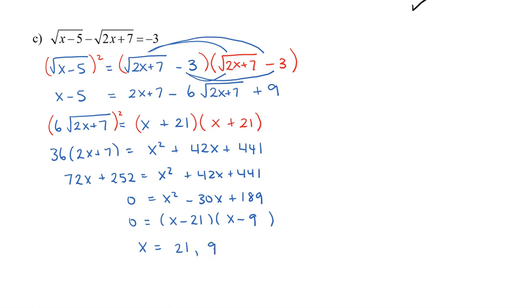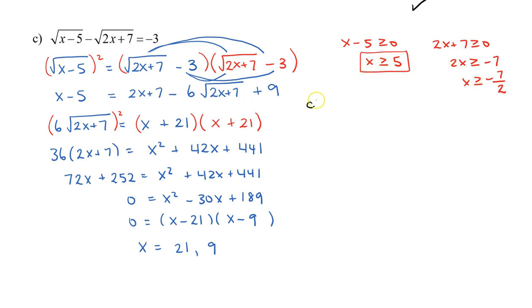So we're going to check our solution. Oh, actually, let's do our restrictions first. So x minus 5 is greater or equal to 0, x is greater or equal to 5. And we have 2x plus 7 is greater or equal to 0, 2x greater or equal to negative 7, x is greater or equal to negative 7 over 2. So in this case, x greater or equal to 5 is more restrictive because it has to be a number greater than 5. All right, so now let's do our check.